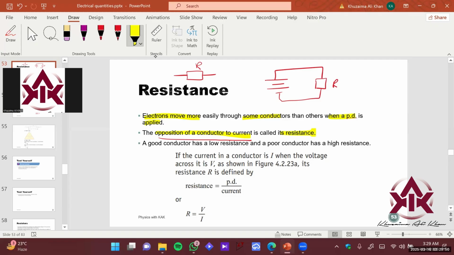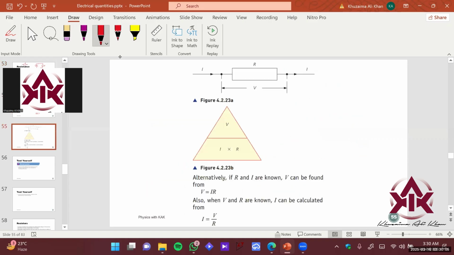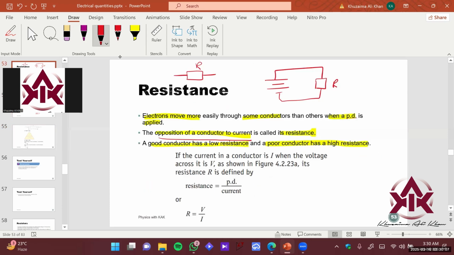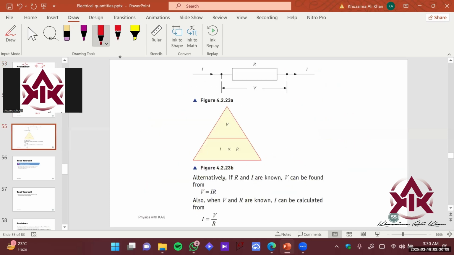A good conductor has low resistance because it easily allows the current to flow. Obviously, a poor conductor or insulator has high resistance, because it does not allow the current to flow. I hope it makes sense now. So 4.2.23 is the symbol over here, which you need to see. This is the part of a circuit shown here, and this is current flowing into the resistor, shown by the symbol here. And there is some potential difference drop across this that is shown by V here.